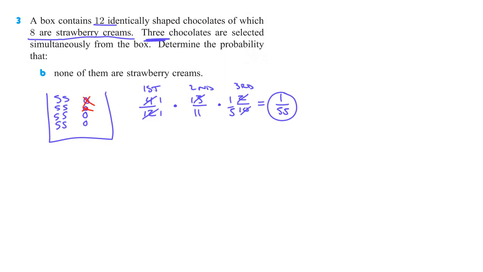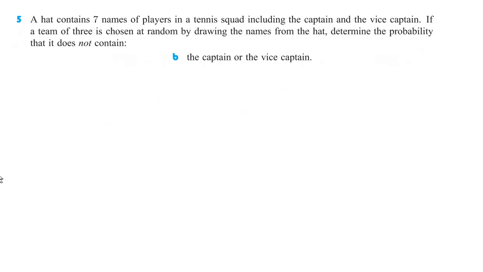Okay? All right. Moving on to 5. Hat contains 7 names of players in a tennis squad, including the captain and the vice captain. We've got 7. If a team of 3 is chosen at random by drawing the names from the hat, determine the probability that it does not contain the captain or the vice captain. So we've got ourselves our box of 7 names. So we've got the captain and the vice captain, and let's just say we've got 5 other players, right?